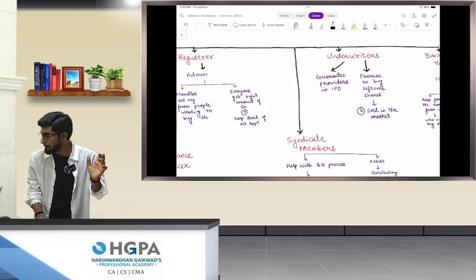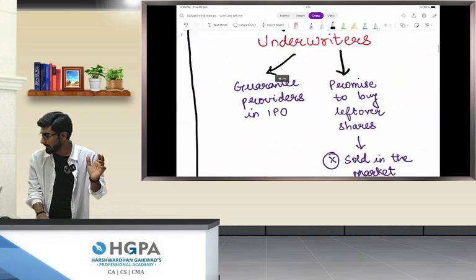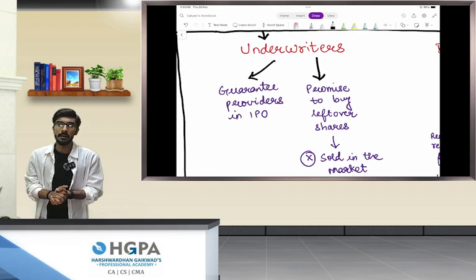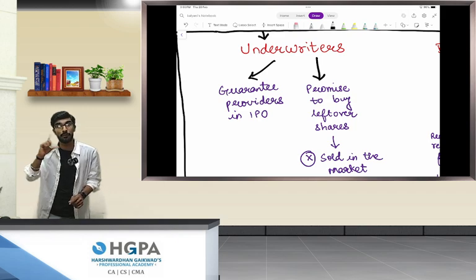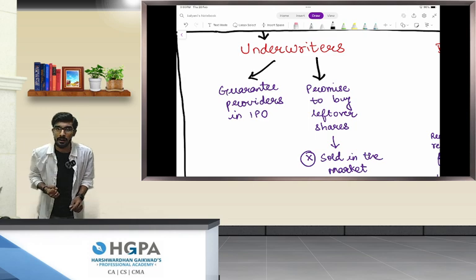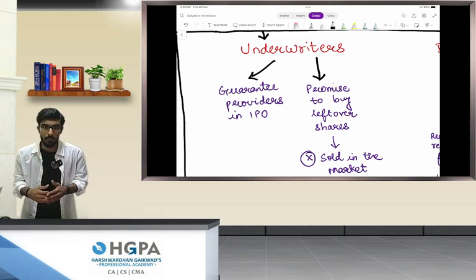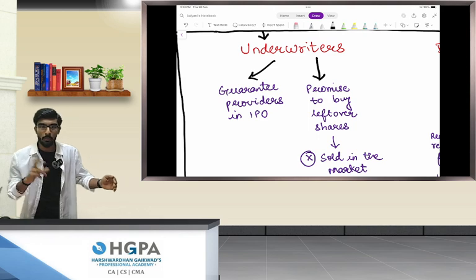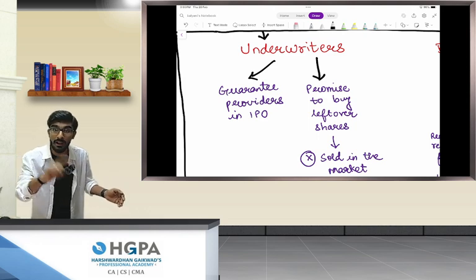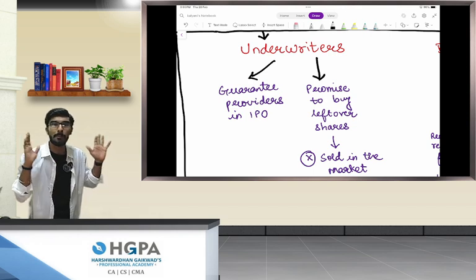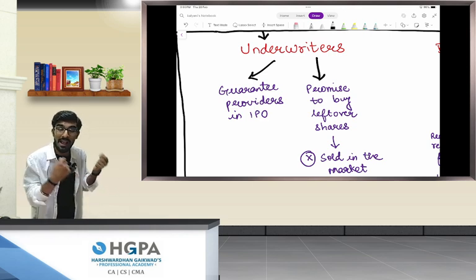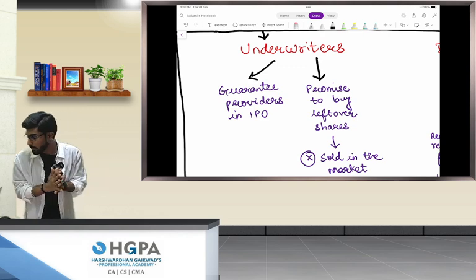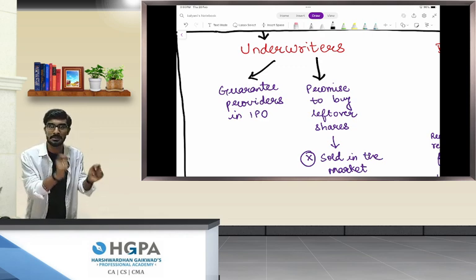Perfect, easy to go. Next, underwriters. People, let's say Lenskart wants to raise 1000 crores. 900 crores have been subscribed. The remaining 100 crores have not been subscribed. Over here, the underwriter will come and tell Lenskart, bro, we will make an agreement. Tomorrow, if there are any leftover shares after the IPO, I will purchase them from you. Cool. He ensures that all the shares are subscribed.